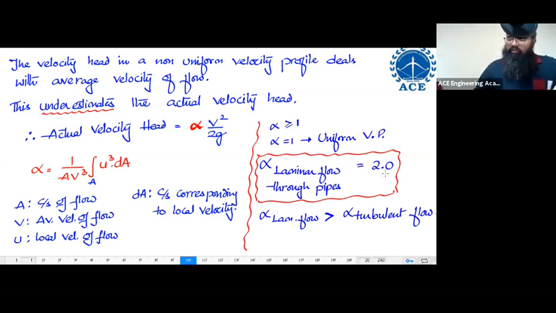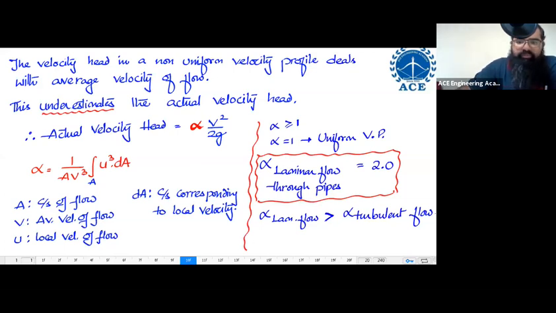Please remember this value. For laminar flow through pipes, the value is equal to 2. Exactly 2 value will come. Okay, that is a standard question. Derivation is a standard question in IS conventionals. These kinds of questions come: derive the value of alpha for laminar flow through pipes.